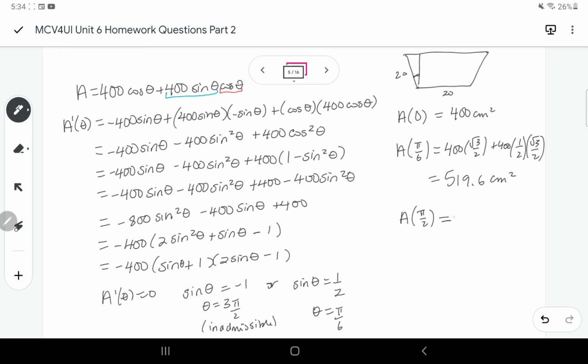And we would know that the area, if we went to our very outside limit of pi over 2, would be 0 because the height now would be 0. So this is the max area if you have that angle as pi over 6.